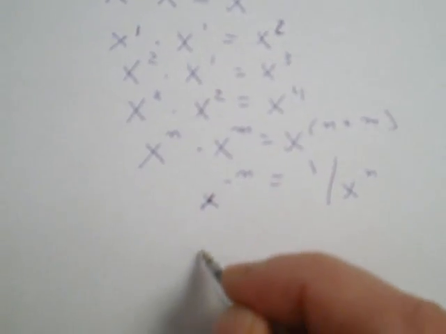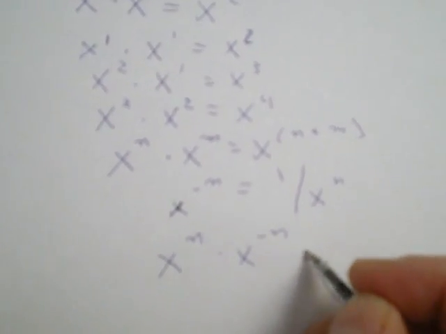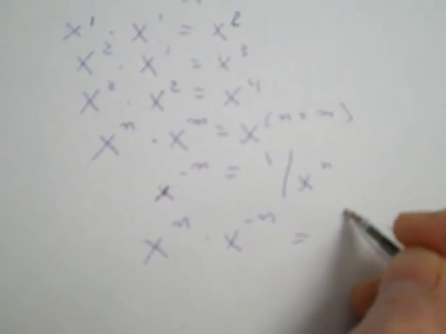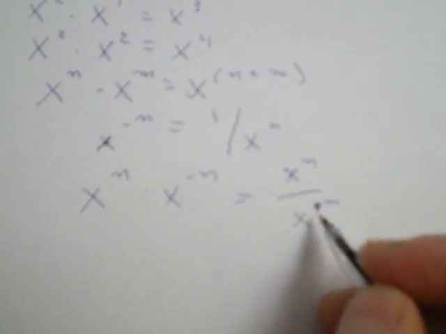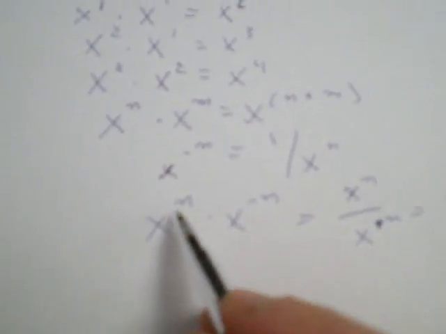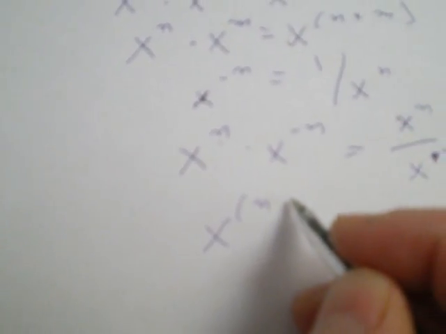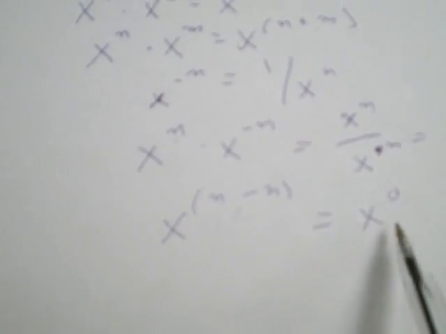So then, if we multiply x to the power of n times x to the power of minus n, that is equal to x to the power of n divided by x to the power of n. Of course, that is equal to 1. But of course, this one, as we already saw up there, is also x to the power of n plus minus n, which is n minus n, so x to the power of 0. So in order to keep all this consistent, x to the power of 0 has to be equal to 1.